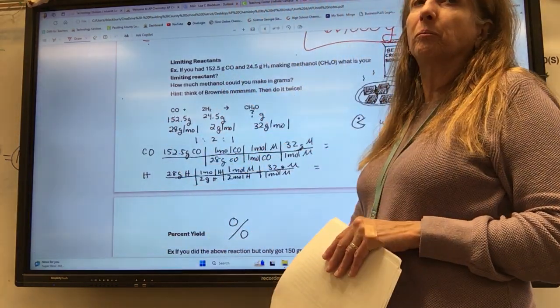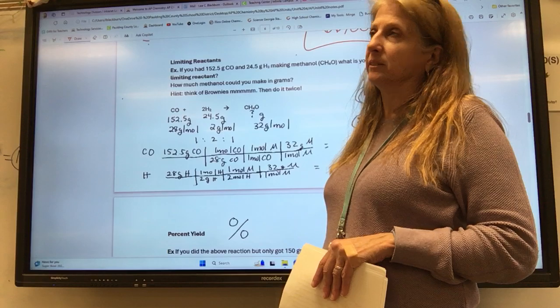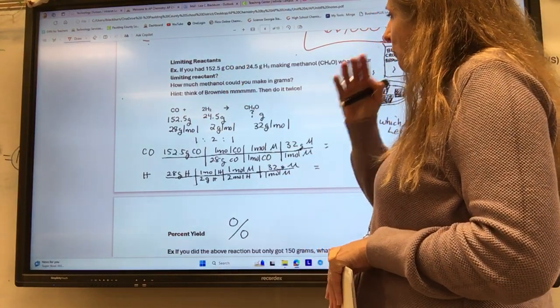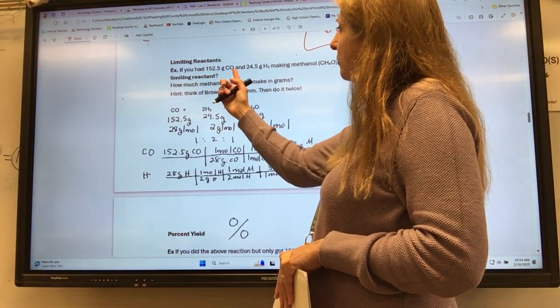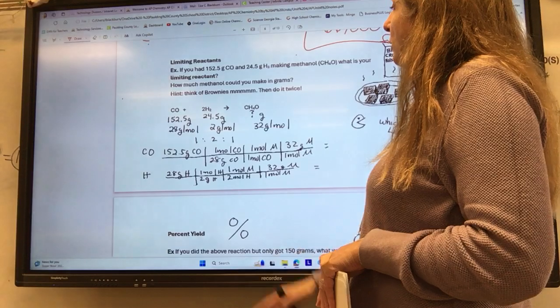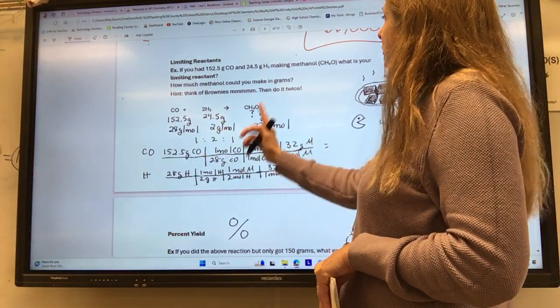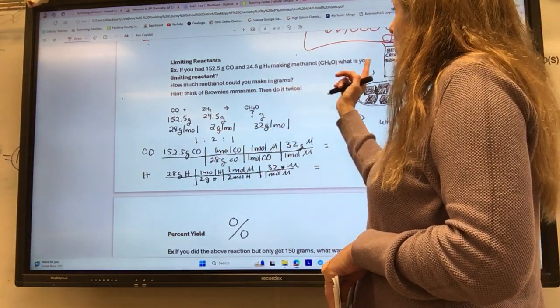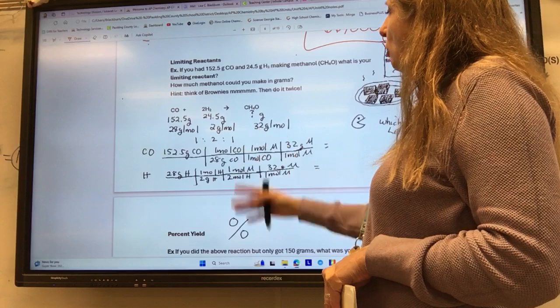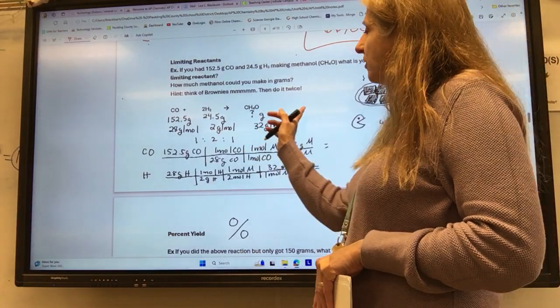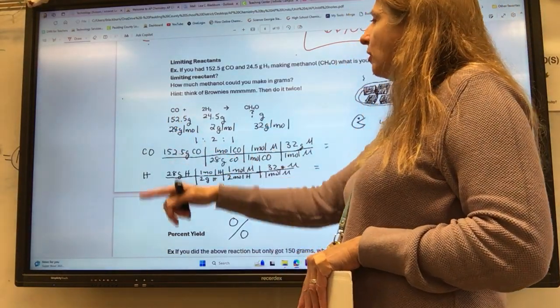So what do these problems look like? They have 2 givens. So you had 152 grams of carbon monoxide and 24.5 grams of hydrogen to make methanol. What is your limiting reactant? How much methanol can you get? So you write down your grams. What goes with grams?